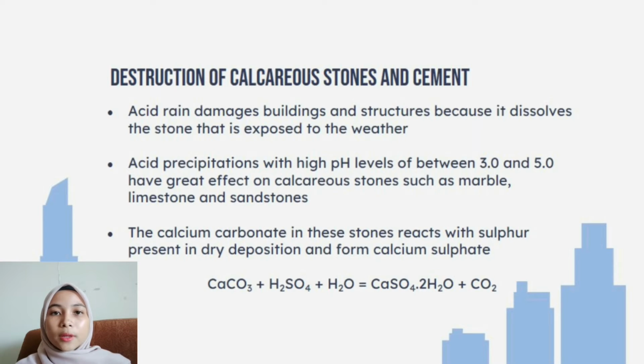Acid rain has a low pH level, which is between 3.0 and 5.0, and it has a great effect on calcareous stones such as marble, limestone, and sandstone. The calcium carbonate in these stones reacts with sulfur present in dry deposition and forms calcium sulfate, as shown in the slide. This is soluble in the acid, so it is washed off from the surface when next it rains.